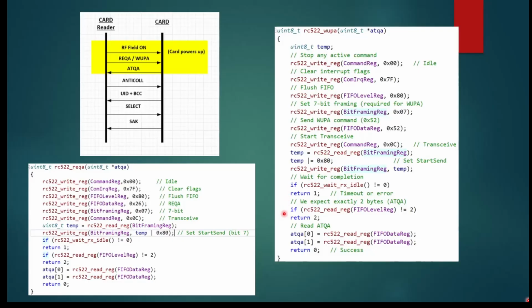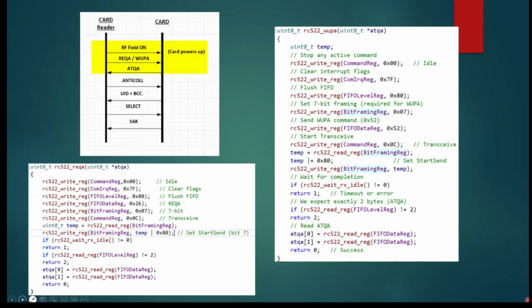Next, we check our FIFO level. We expect to get two parameters. If we get anything less or more, then we have a problem. We want to use that data. So finally, at this point, we know we're expecting two parameters, and we have two parameters, and we go out and return 0. So that's the first step.